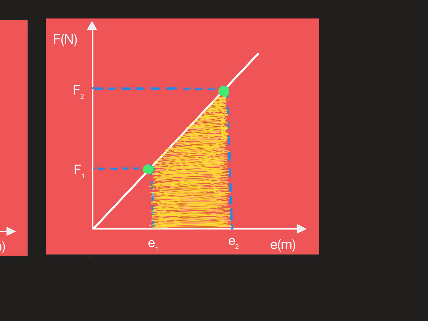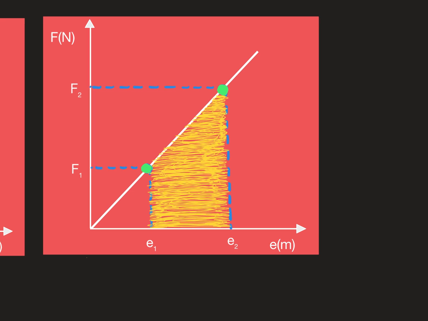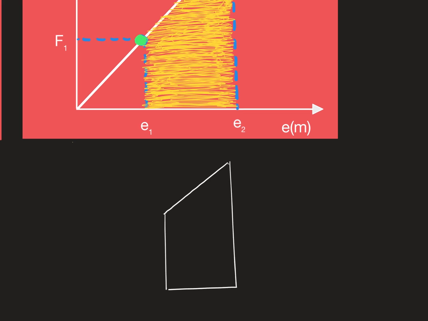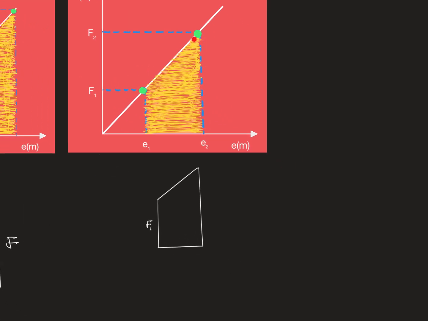So it looks like a trapezium. And that is why if we want to find the energy stored in stretching the elastic material from e1 to e2, we will use the formula for the area of a trapezium. So if I want to extract that shape of a trapezium here, we're going to have something like this. This side will be F1. This side will be F2. And this side will be the difference in the extension. So that will be e2 minus e1.